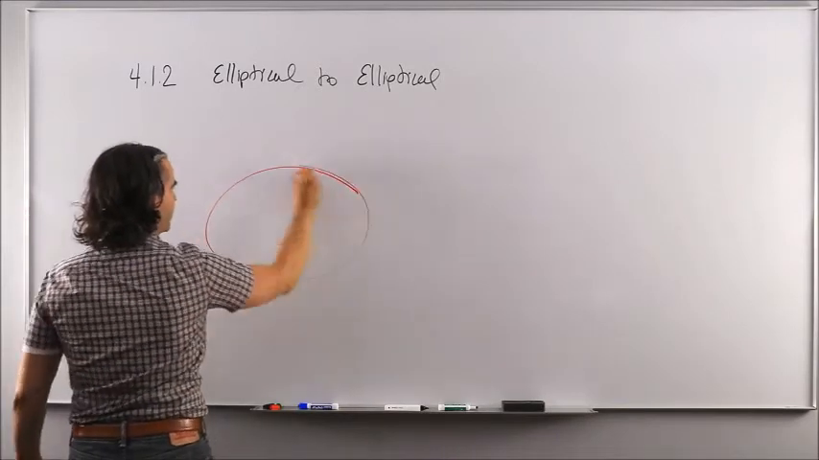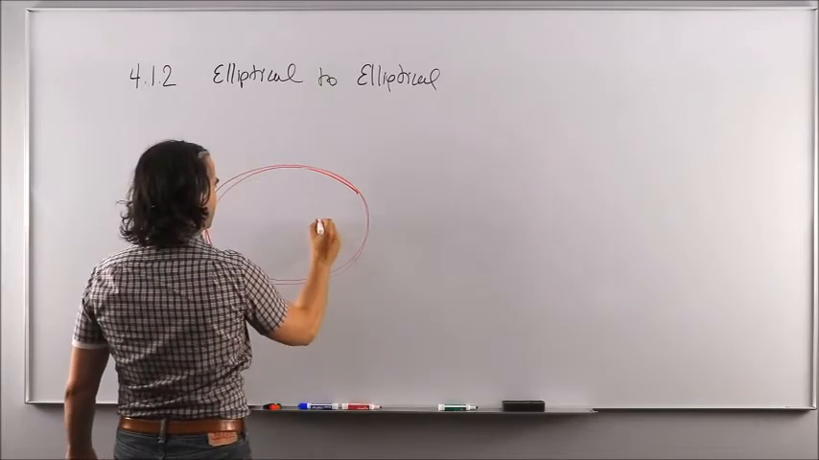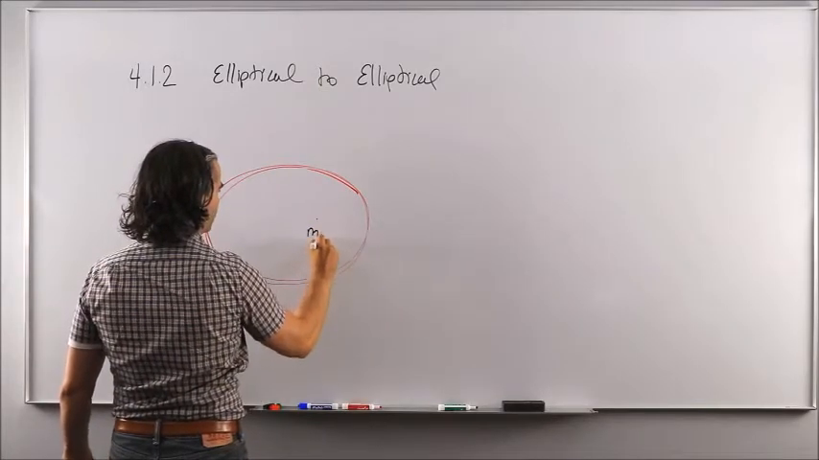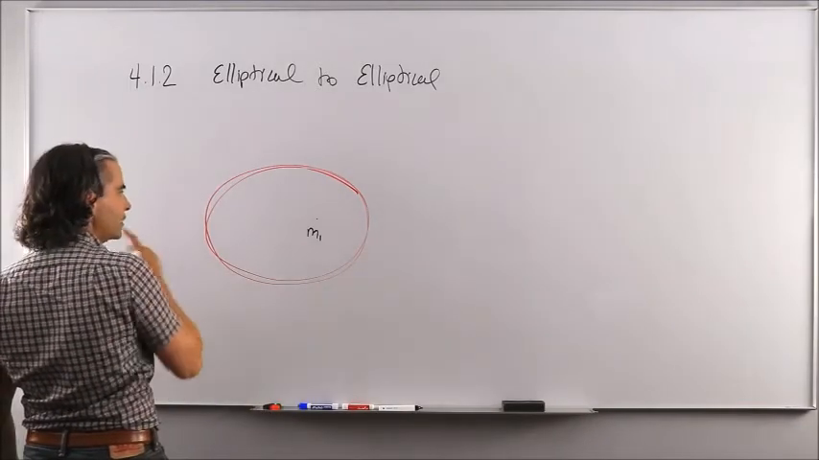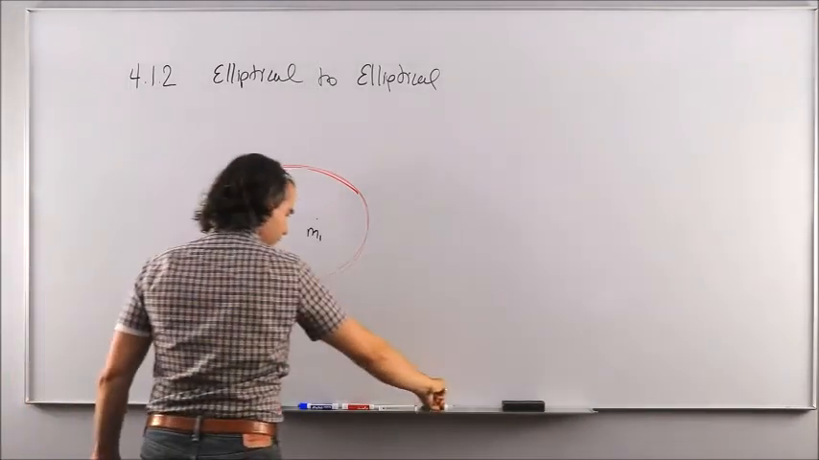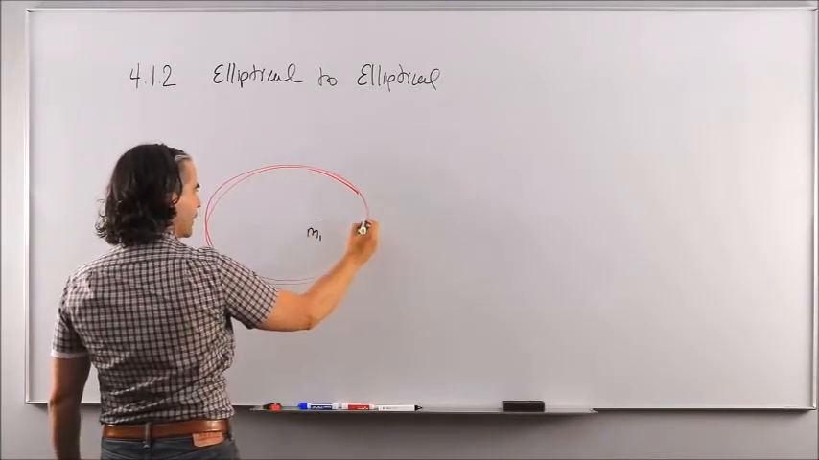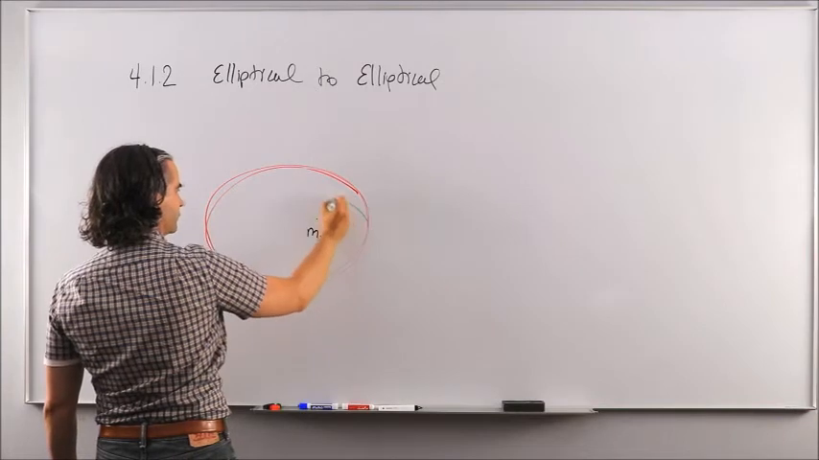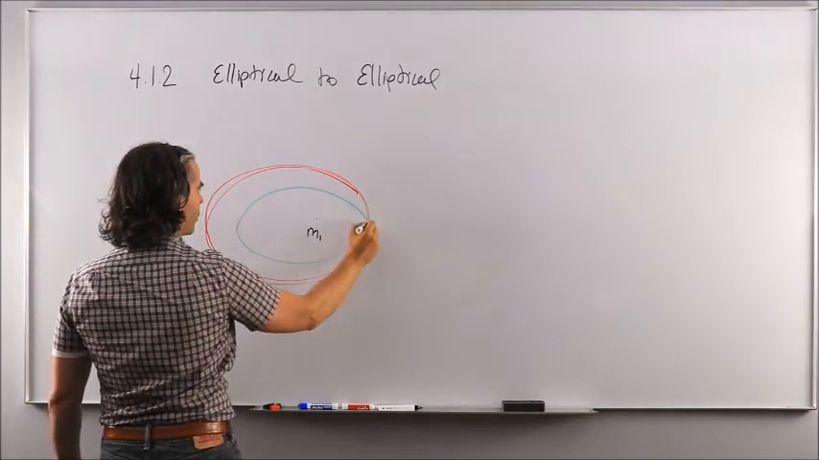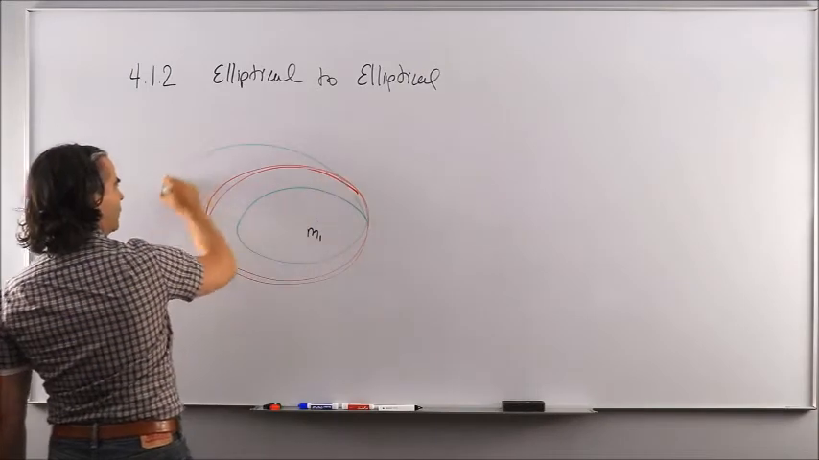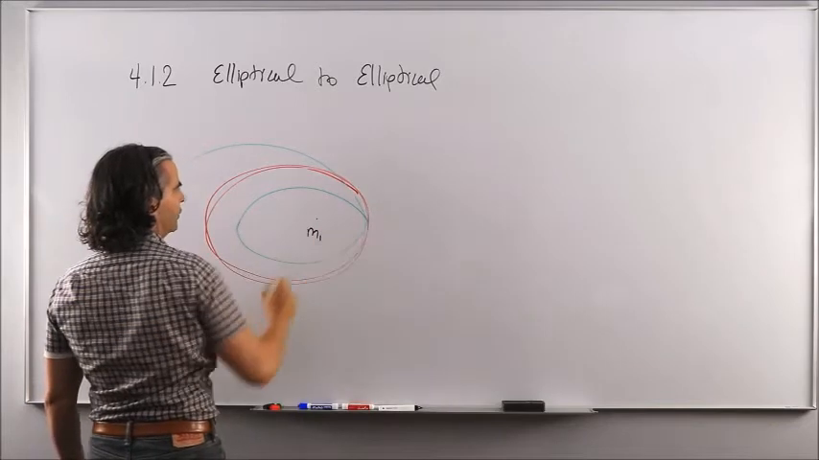Let me draw an elliptical orbit as my initial orbit around M1. And then here I have two situations that can happen. I could go from this initial elliptical orbit down to a smaller elliptical orbit like that, or a bigger elliptical orbit like this by burning at the perigee of the initial one.